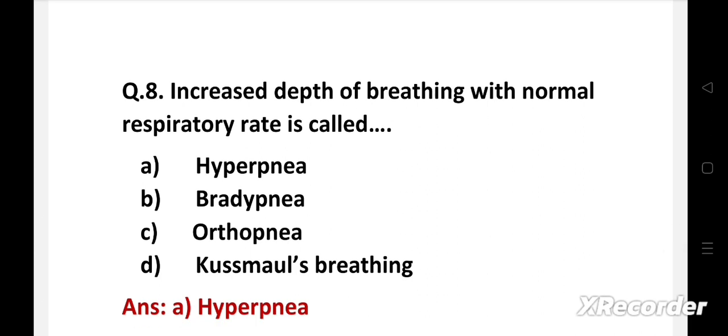Increased depth of breathing with normal respiratory rate is known as hyperpnea. Bradypnea means abnormally slow breathing. Orthopnea means discomfort in breathing while lying down flat. Kussmaul's breathing means deep and labored breathing associated with severe metabolic acidosis.